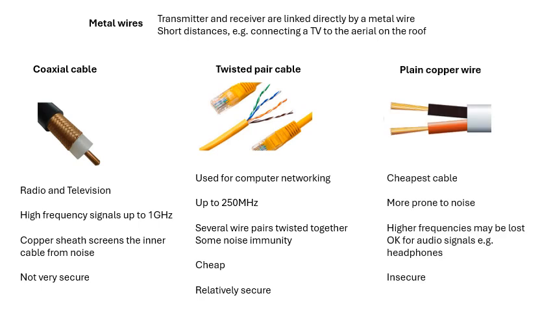And then lastly, just plain copper wire. This is the cheapest. It's just a couple of thin copper wires, more prone to noise. If you've got headphones on at the moment, going from the headphones to your computer is probably just plain copper wire. Higher frequencies might be lost, but it's okay for audio signals. Not very secure, but you wouldn't use it for very long distances anyway. So those are three solutions using metal wires, and there are advantages and disadvantages for each of them.